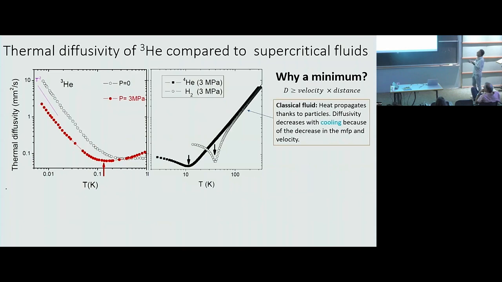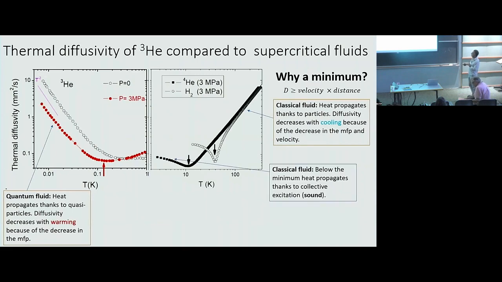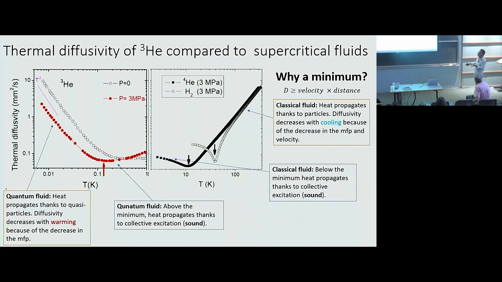Now, we understand this because at high temperature, you have a classical fluid. Heat propagates thanks to particles, diffusivity decreases, and at some point you are going to hit the bottom. From here on, you are going to have collective excitations. In the case of a quantum liquid, you should go from the other side. You begin with a gas of quasiparticles. And of course, here is where we were thinking about heat is propagating because of quasiparticle transport. But somewhere here, exactly for the same reason that here in the cold side, you have phonons, here you will have some collective excitations, some sound, which is carrying heat.